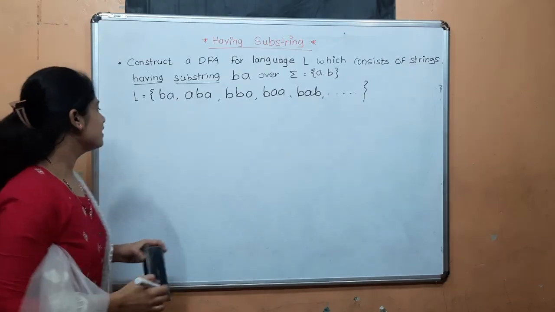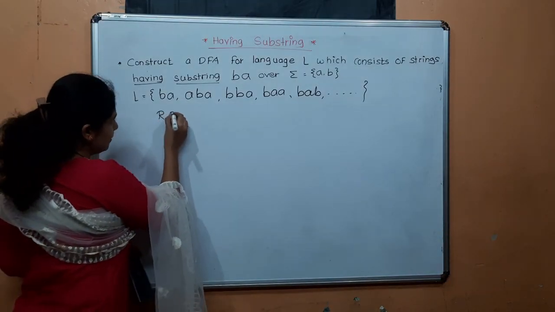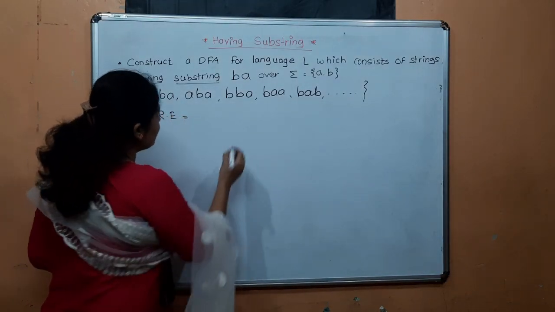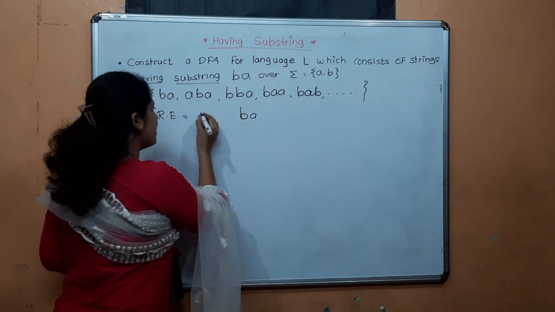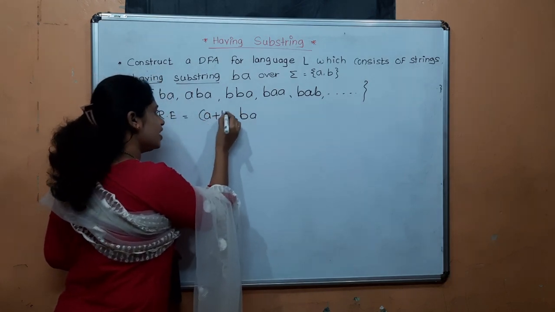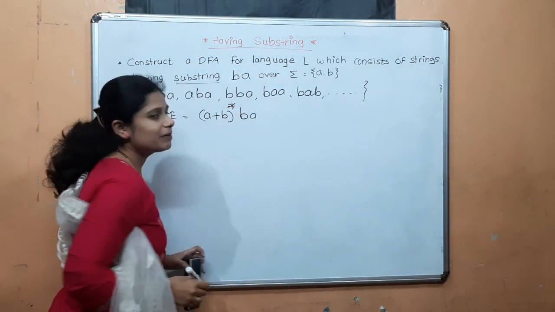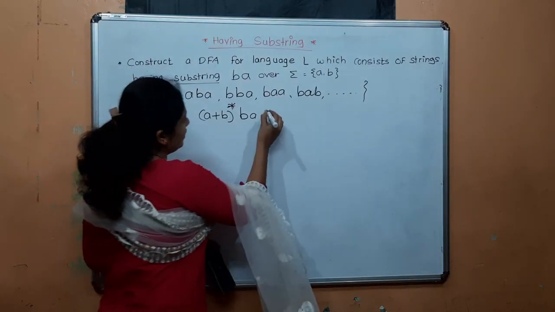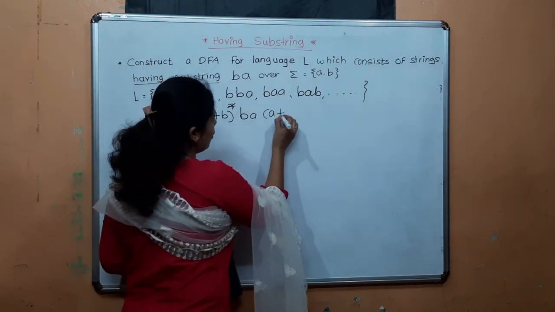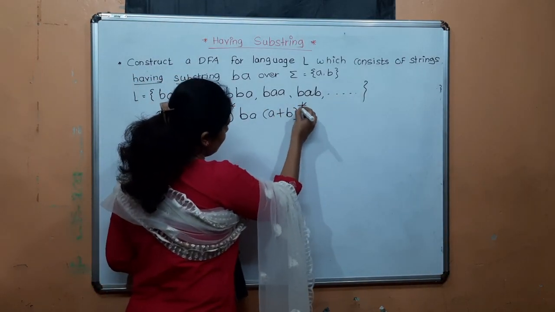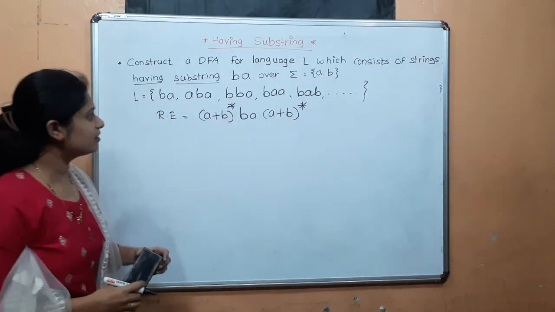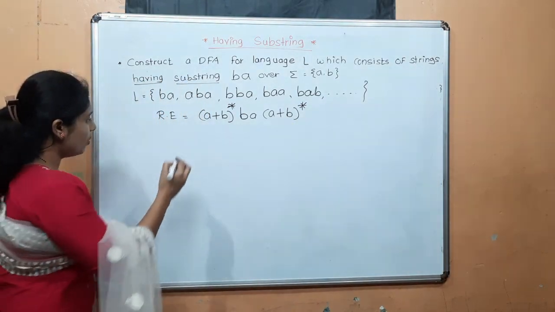Now the regular expression will be: having substring BA, it can start with either A or B with multiple occurrences of A or B, then BA, and it can end with A or B, again with zero or more occurrences of A or B. Now draw the transition diagram.